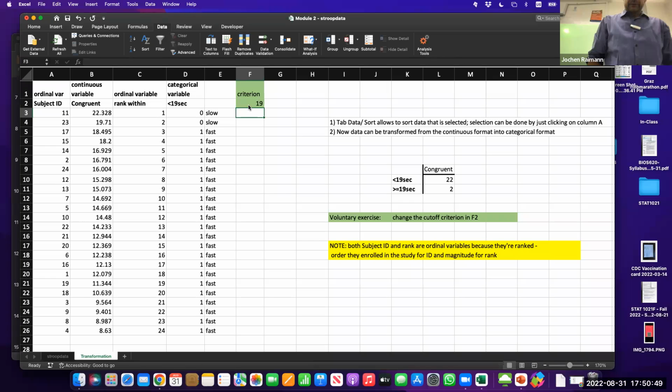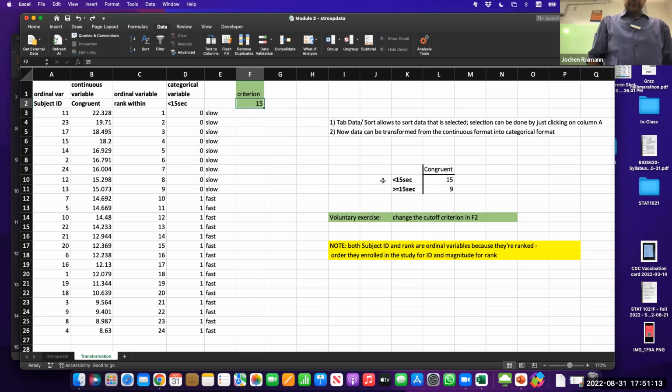Yeah? With the $ sign before the column and the $ sign before the row. So the letter is essentially the column, and the number is the row. And you can lock those two.